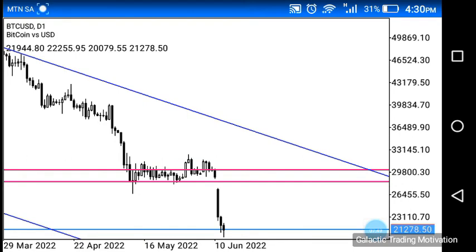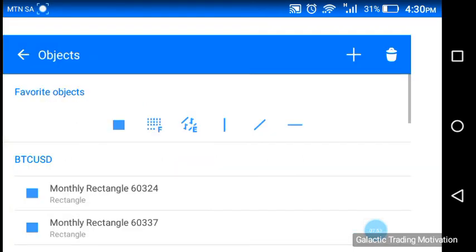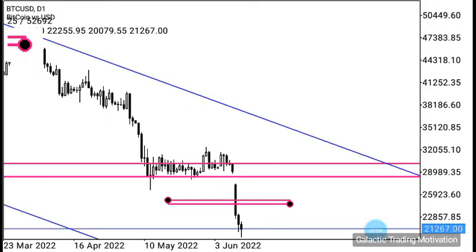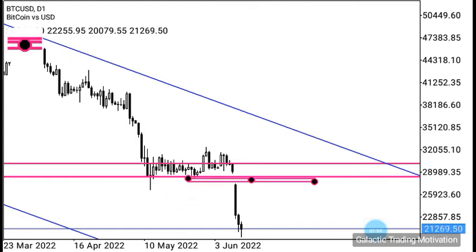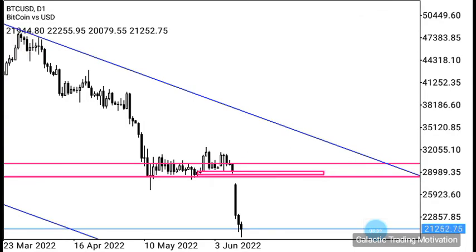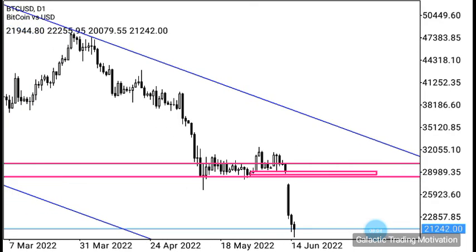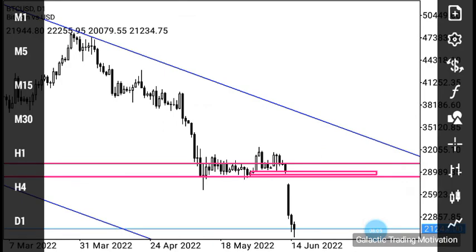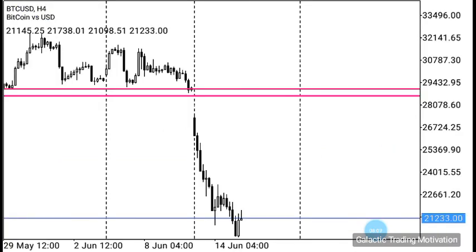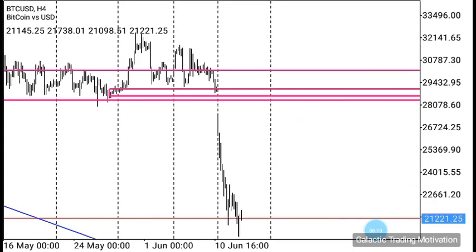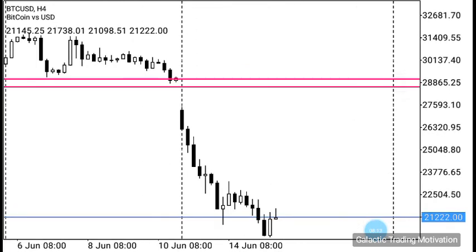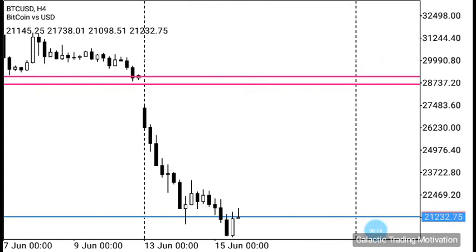I'm just gonna add a small neckline to that structure as well so that we don't forget about it. Just bear with me. There we go. That's the neckline of the smaller M structure. So from here I'm just gonna head down to the H4 chart. So here we are on the H4 chart. So what do we see on the H4 chart?